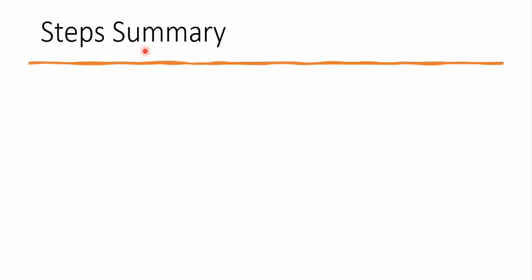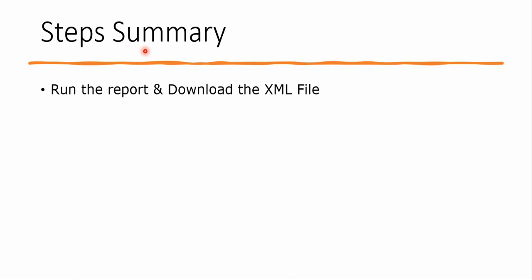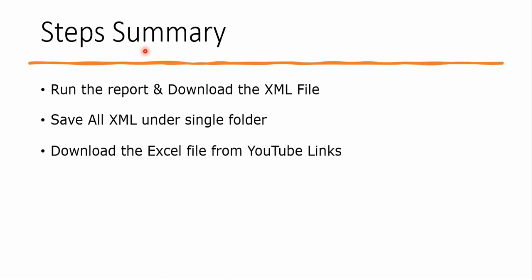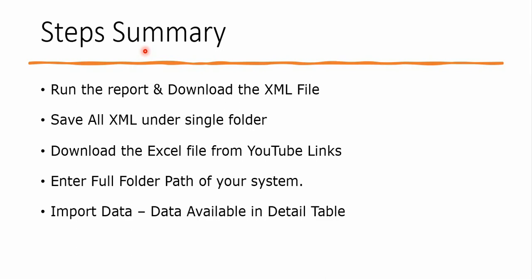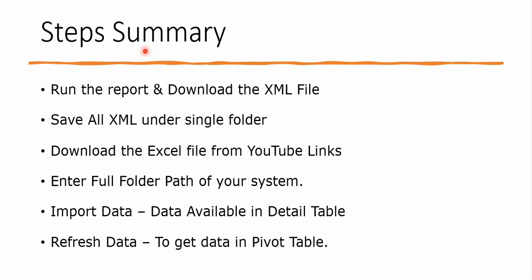Let's summarize this step. So first you need to run the report and download the XML file. Based on your need, you need to run the report multiple times. Save all XML files under a single folder. Download the Excel file from the YouTube link. Enter the full folder path of your system onto the Excel file. Click on the import data to import the data from the XML to the Excel file. And last, refresh the data to get the data in the pivot table.